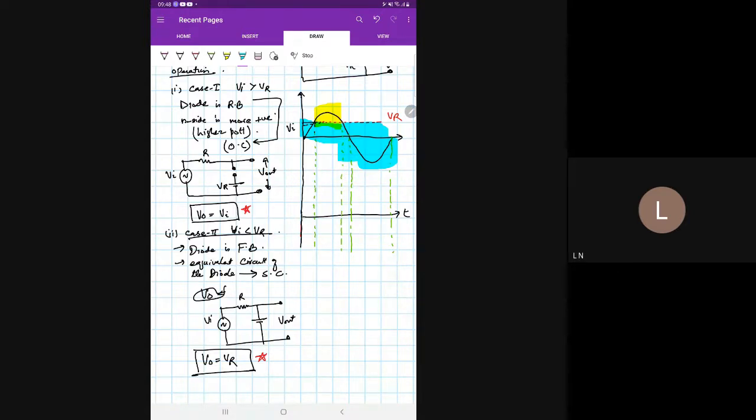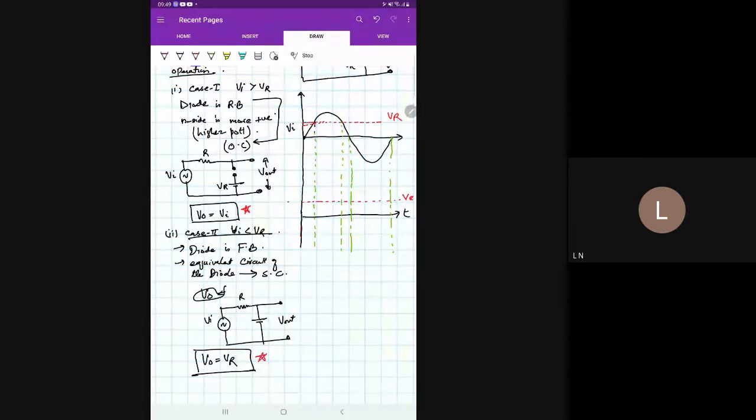So for this entire area, which is the blue one, the output is constant. It is equal to VR. Okay, as per case 2, it is equal to VR. So we'll draw it like this. Suppose this is the reference line.